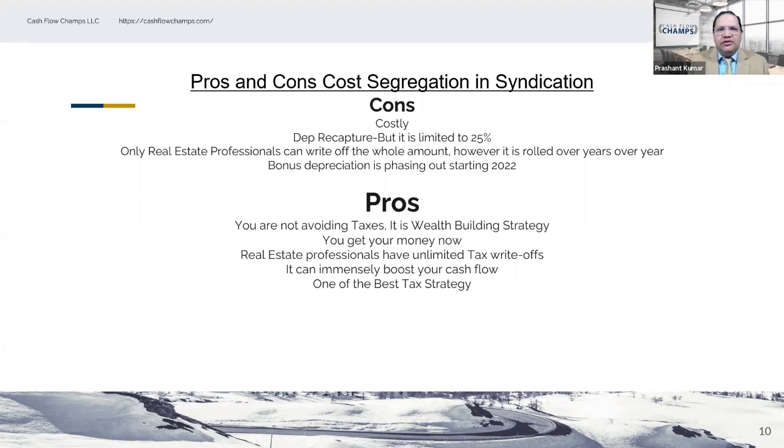For lower tax brackets, AGI less than 100K, would cost segregation bonus depreciation still benefit? Yes, because you are already delaying the tax payment, right? Again, I'm not a tax advisor. Everybody's situation is different, but your tax bracket is one thing, but not paying taxes for the year is another thing, right? You are not paying the taxes for whatever number of years. You are delaying basically. And then you can reinvest that money back into other assets.